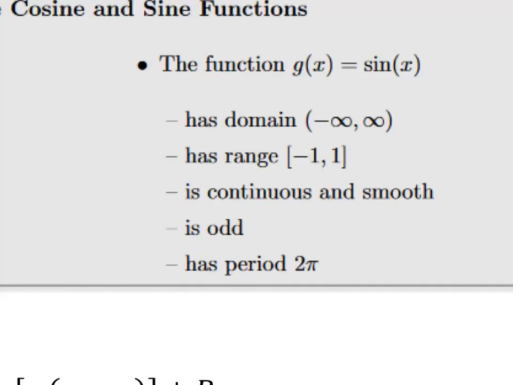So for sine, the domain is everything again, so -infinity to infinity. It has a range of -1 to 1. It is smooth and continuous, and this is going to be important when you get into calculus. That means when you get into calculus, you get to do the derivative everywhere on its domain. It is an odd function, which means we have symmetry with respect to the origin. It has period of 2 pi as well.